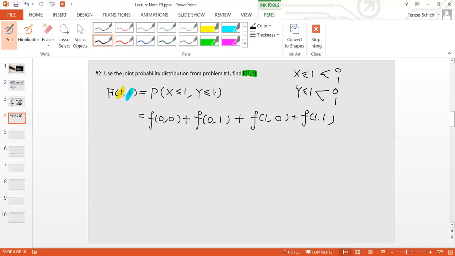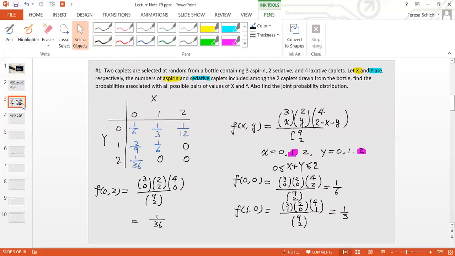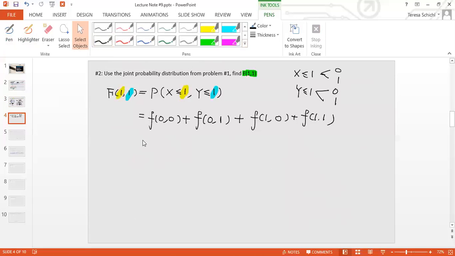So I know that x is less than or equal to 1 and y is less than or equal to 1, right? So you have at least 4 different combinations. Now let's take a look at the previous one. What is f of 0, 0? It's 1/6, right? So you say this is 1/6.